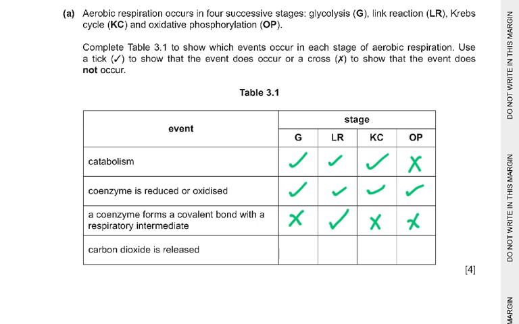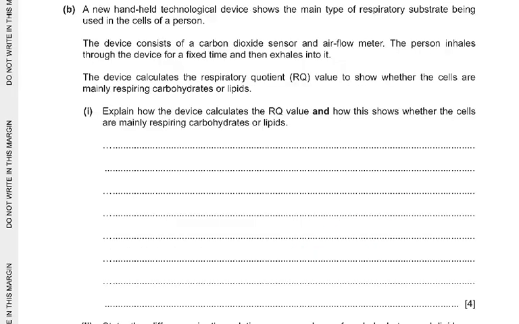Carbon dioxide is released: nothing in glycolysis, yes in the link reaction, yes in the Krebs cycle, not in oxidative phosphorylation. You see, explaining this, acetyl-CoA is formed in the link reaction. So the coenzyme, acetyl coenzyme A. That is why there's a tick in the link reaction.